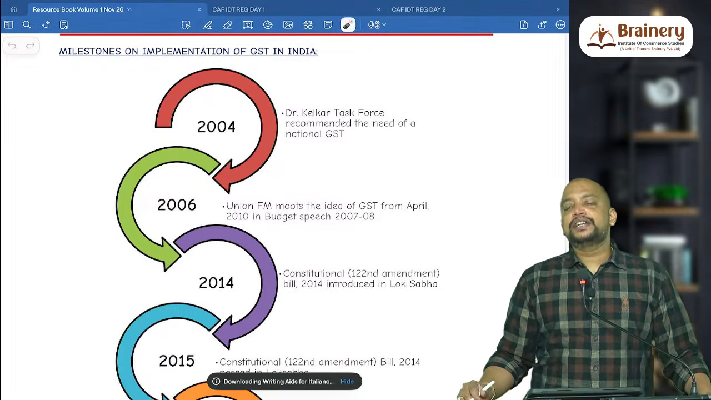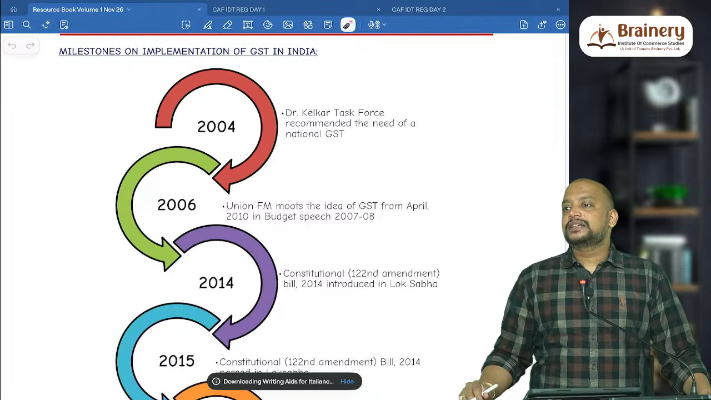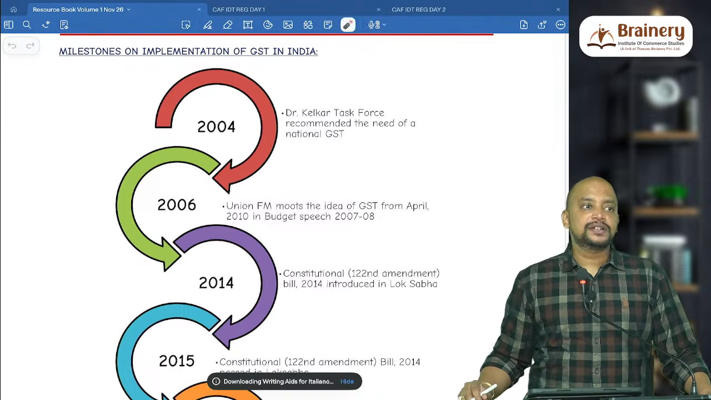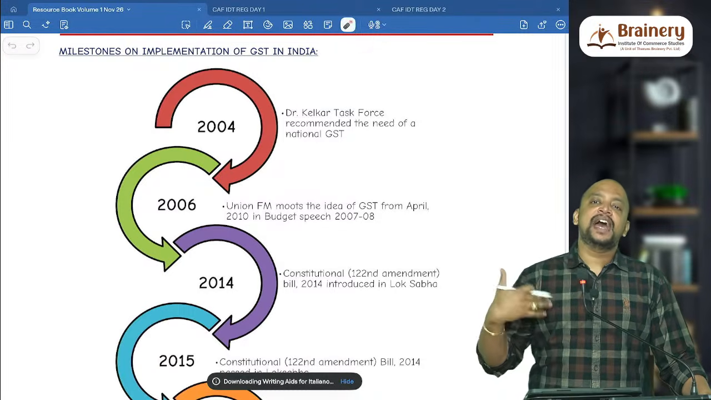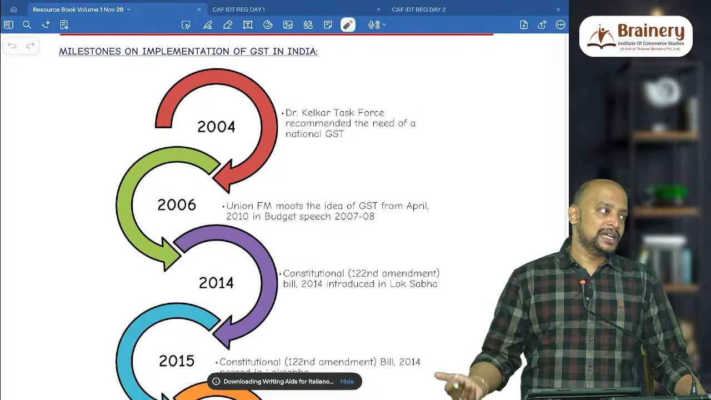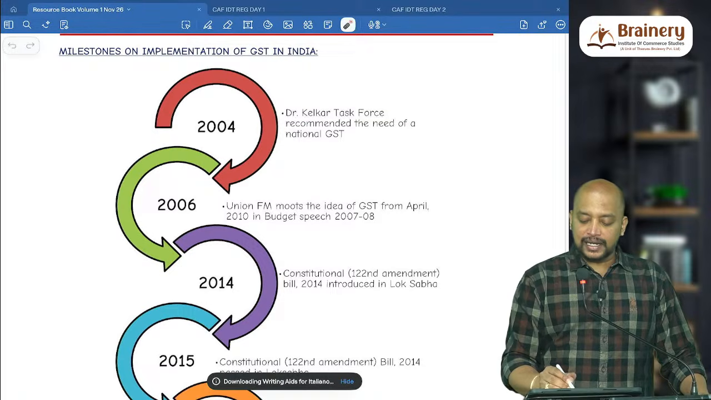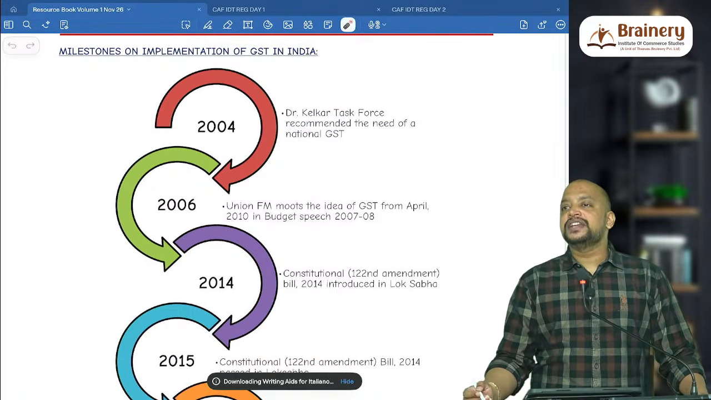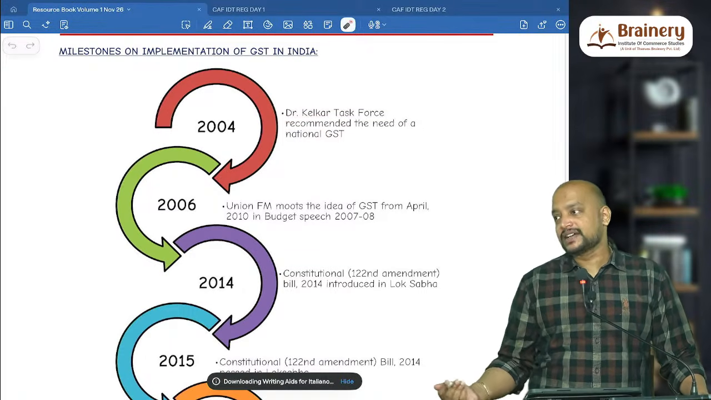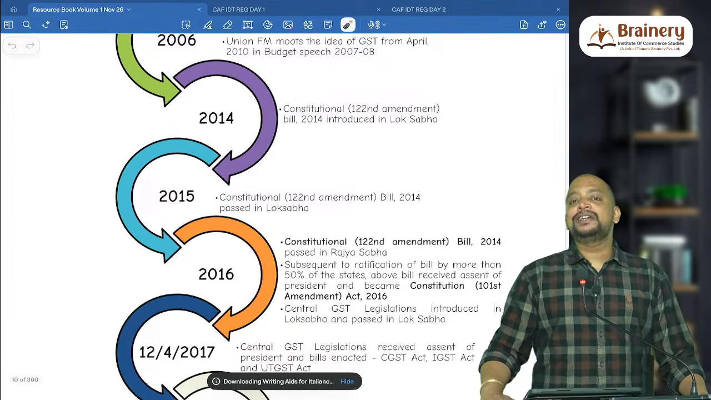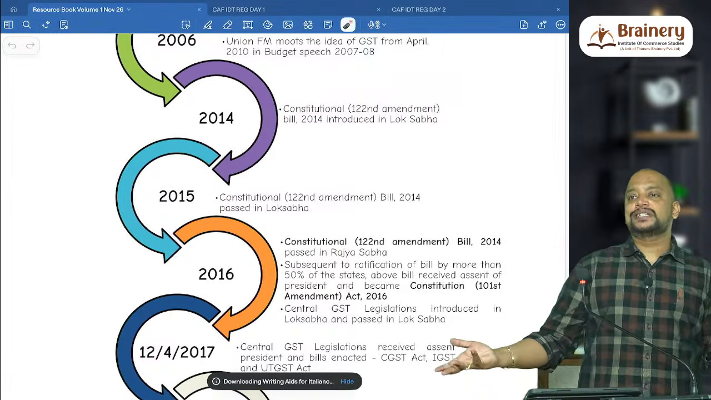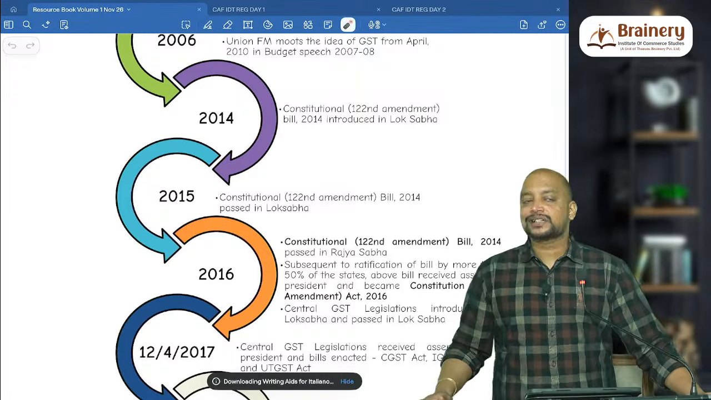It all started in 2004. Dr. Kelkar task force was appointed for the purpose of making a complete rehaul of the indirect tax system in India. So this Dr. Kelkar task force recommended the need of GST, one single tax. Accordingly, in 2014, but the problem in India is that we cannot bring in GST, that is dual GST, just like that.